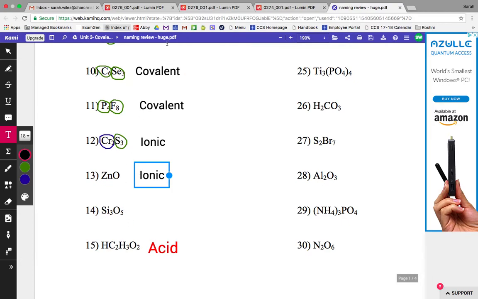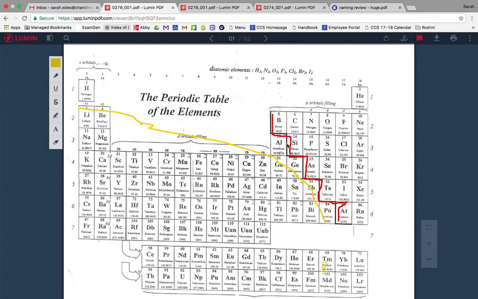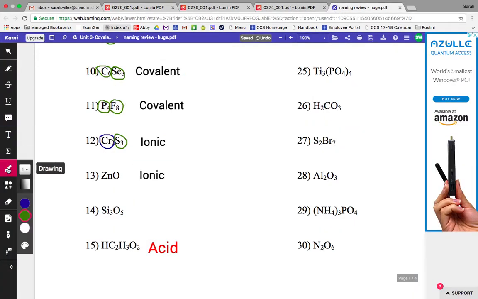SiO, 2 capital letters. 2 capital letters means go to the periodic table. Si is to the right of the staircase. It's a nonmetal. Oxygen is to the right of the staircase. It's a nonmetal. Nonmetal, nonmetal is covalent.